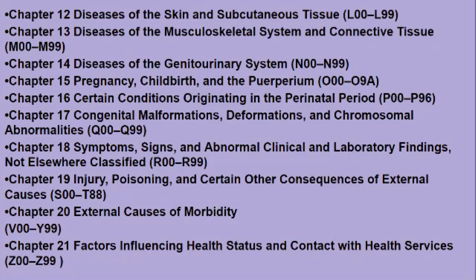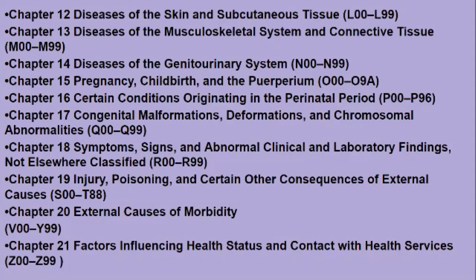Chapter 15, pregnancy, childbirth, and the puerperium, O00 through O98. Chapter 16, certain conditions originating in the perinatal period, P00 through P96. Chapter 17, congenital malformations, deformations, and chromosomal abnormalities, Q00 through Q99. Chapter 18, symptoms, signs, and abnormal clinical and laboratory findings not elsewhere classified, R00 through R99.